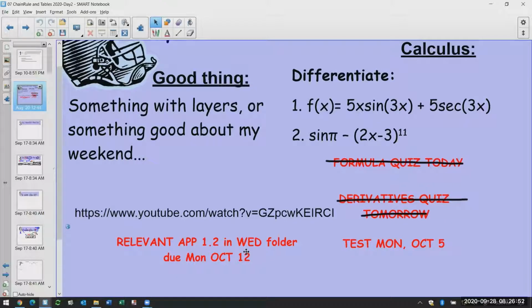I'm just telling you because if you have time, you can work ahead. But I always give you 2 weekends to do it. So you have this coming weekend and then the next weekend, and it will be due on October 12th. Your test, guys, is this coming Monday. So not today, of course, but we're going to work on chain rule today.